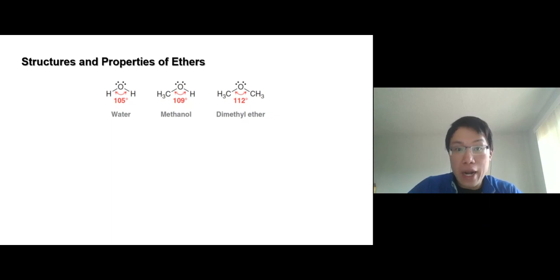Let's start with the structure of ether. So ether, alcohol, water, they have very similar structure. They are bent, right? The geometry is bent. The only slight difference is the bond angle.